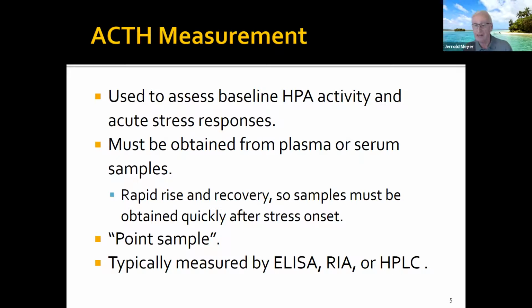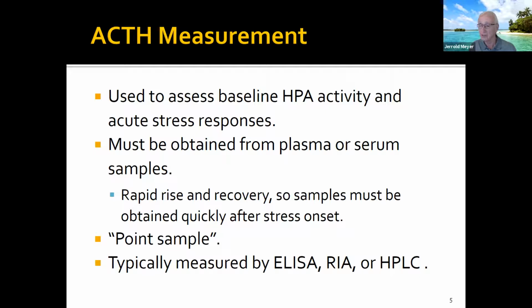So ACTH, you're not going to get any significant amounts of ACTH in a saliva sample. So here you pretty much have to be drawing blood. And you can measure ACTH in blood samples, either under baseline or resting conditions, non-stress conditions. But you can also obviously use this as an indicator of the stress response, especially for acute stressors. ACTH starts to shoot up fairly quickly.